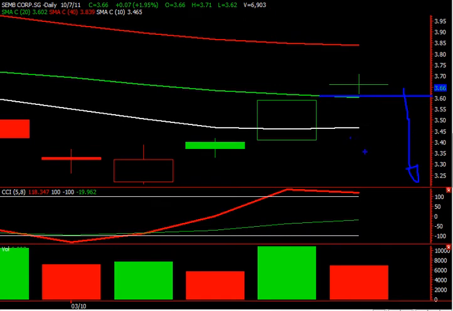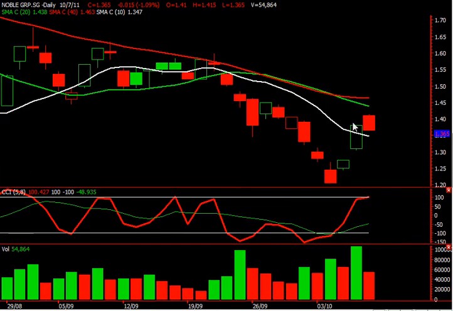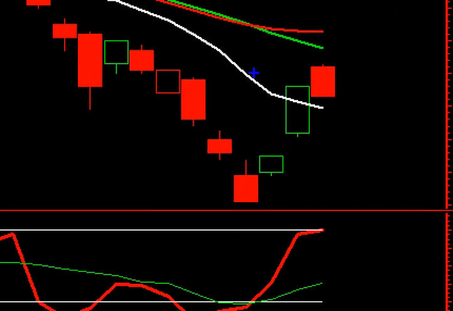Then the last one is Noble Group, which I already put out on the blog. This is another setup. The price has rallied. The price also has gapped up. Recently it gapped up on Friday over here and then closed negative. So again, we are trying to trade this leg down.